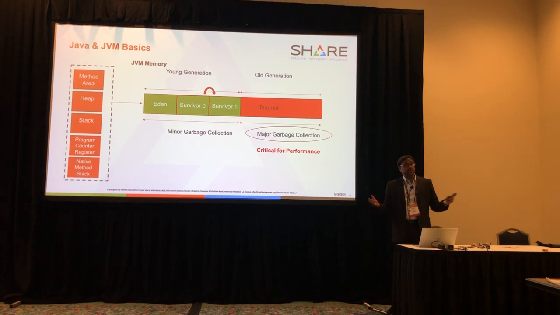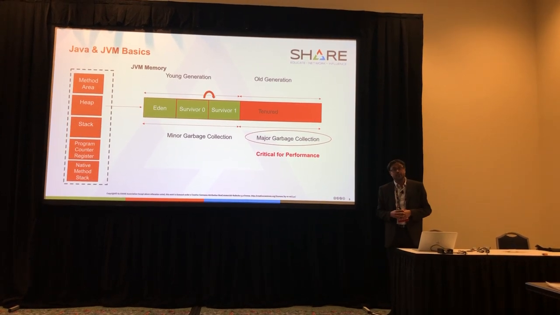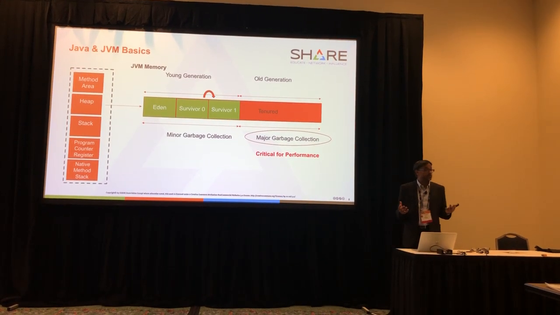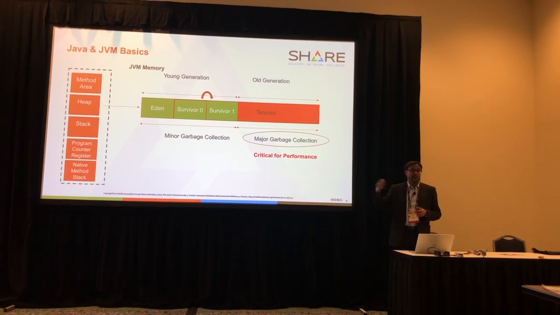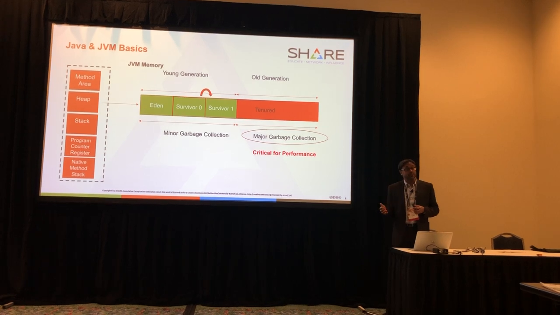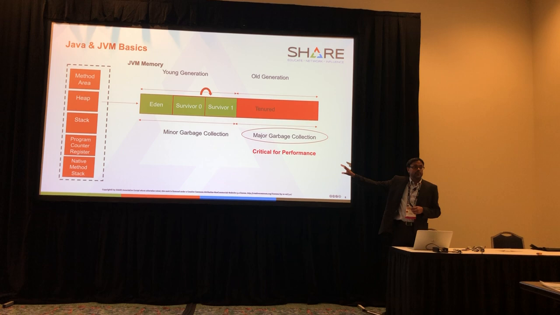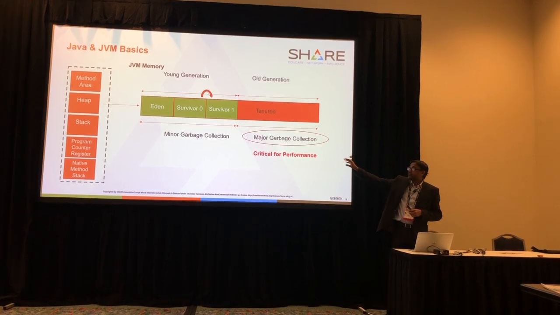By the way, your JVM is zIIP eligible, which is another incentive for running Java on mainframe. It's 100% zIIP eligible, provided you have enough zIIP CPU available. If not, it might spill over to the general purpose processor unless you want to disable that. So now your memory management is done through Eden, Survivor 0 and Survivor 1.